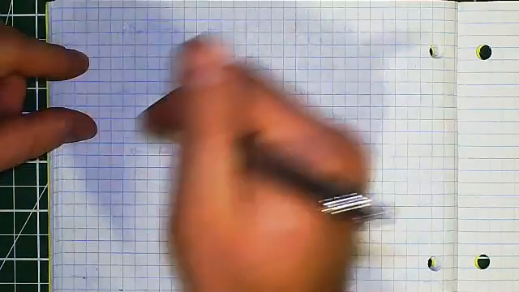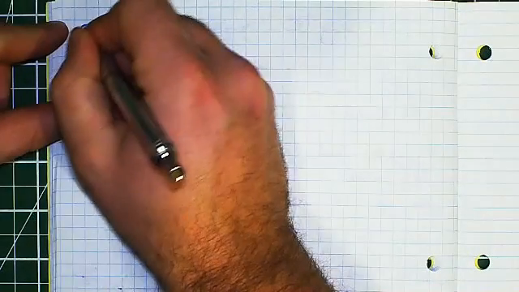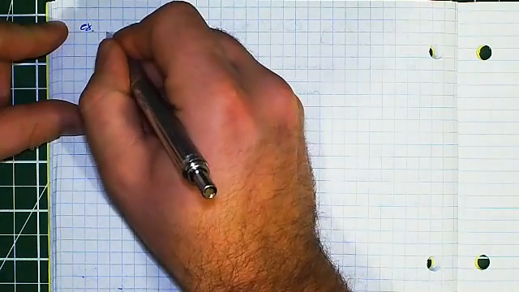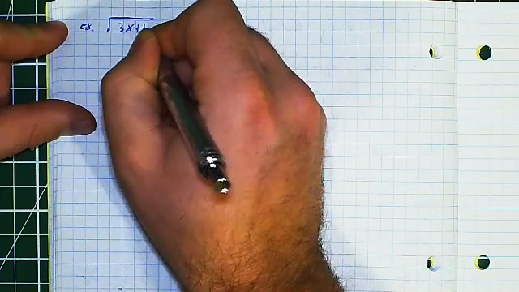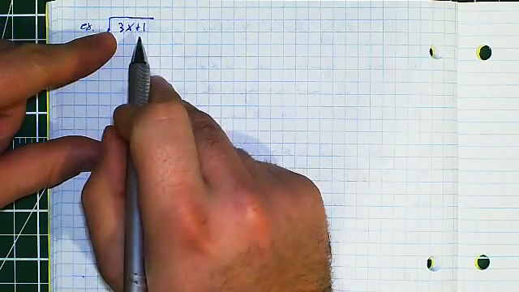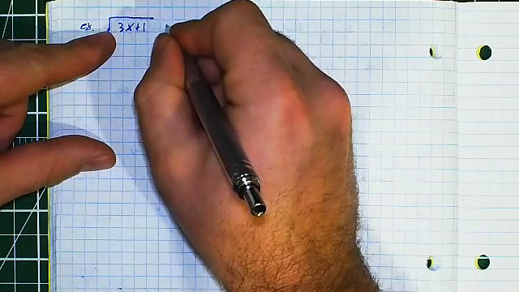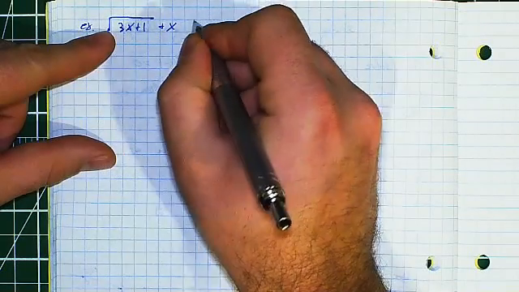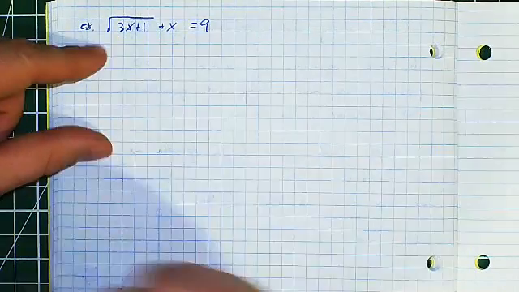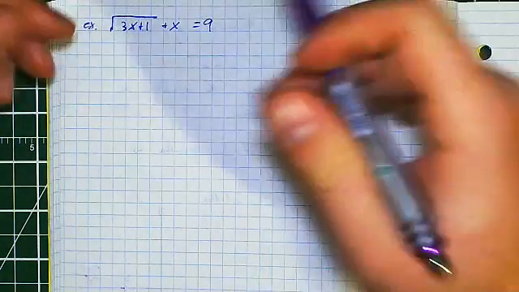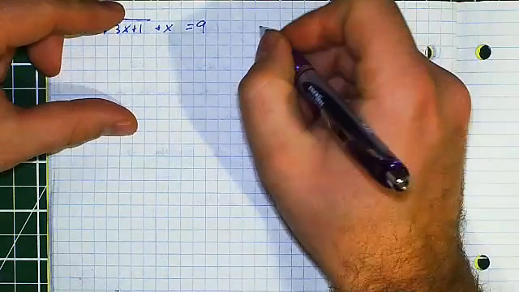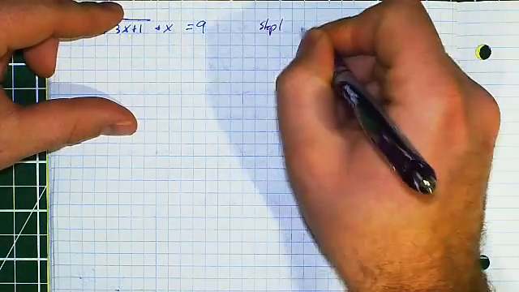So for this next one, and make sure this is nice and centered. There we go. So we're going to have the example of the square root of 3x plus 1. Please note all under the radical. And we're going to have plus x. This is going to equal 9. So again, step one is always to put your radical on one side.